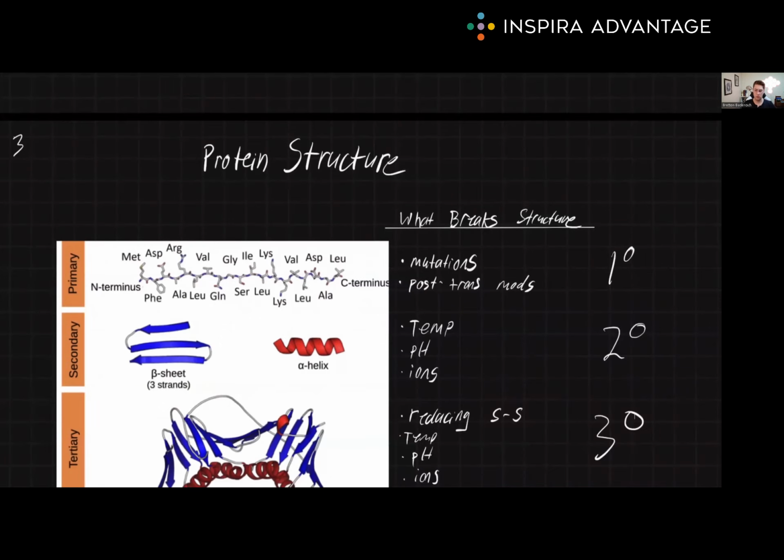In addition to mutations, post-translational modifications can also interfere with primary structure. Post-translational modifications include chemical modifications that occur after translation, such as phosphorylation, acetylation, or glycosylation. These modifications can alter the chemical properties of amino acids and affect the folding or function of a protein.